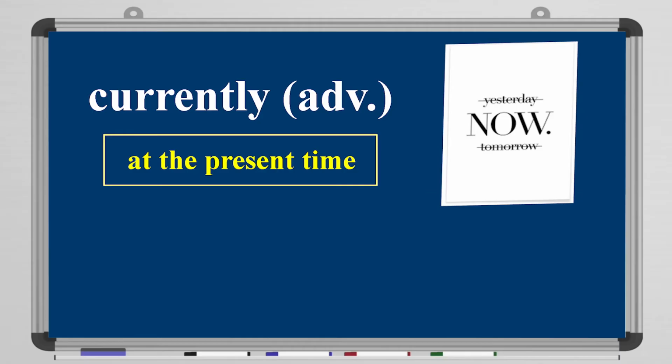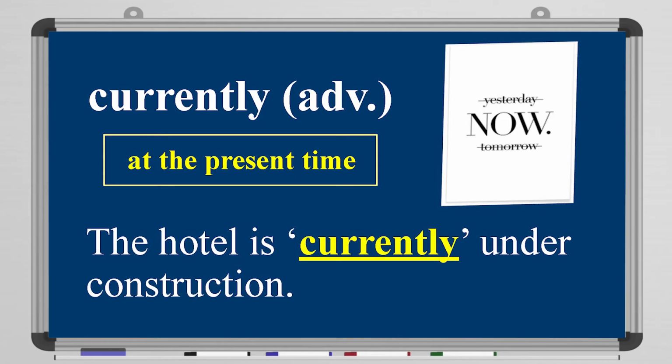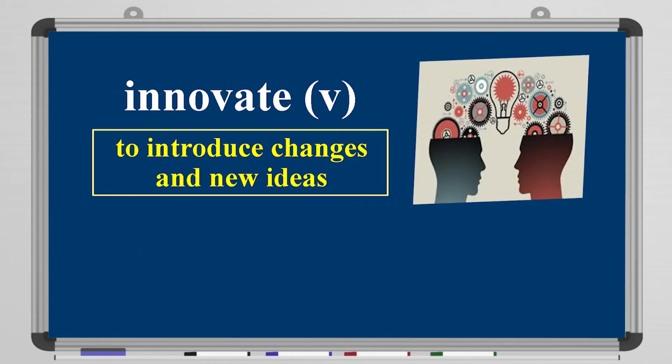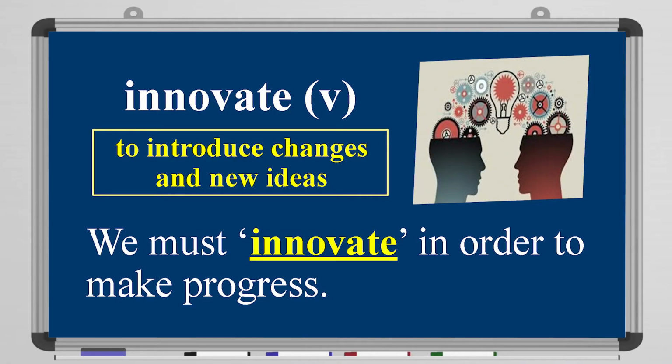Currently, what does it mean? It means at the present time. It's an adverb. For example, the hotel is currently under construction. What about innovate? It means to introduce changes and new ideas. For example, we must innovate in order to make progress.